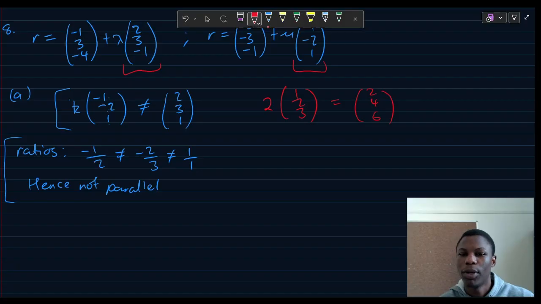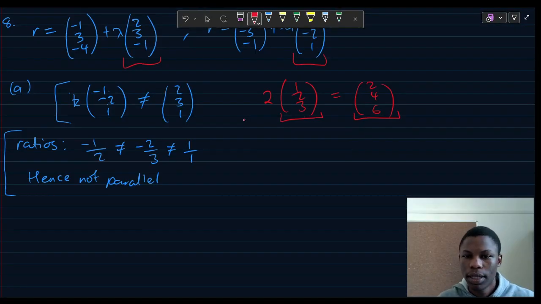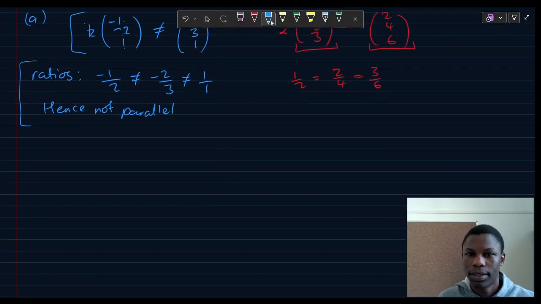So clearly scalar multiples. So if you had two lines where one of them had this direction vector and the other one had this direction vector, they would be parallel. And if you check the ratios, here you would say 1 over 2, and you check 2 over 4, 3 over 6. The ratios are clearly equal, so it must mean they are parallel. Okay, because 2 over 4 is half, 3 over 6 is half.